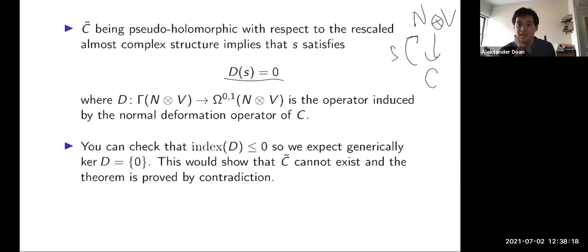And if this operator has no kernel, then we arrive at a contradiction, because we just found something in the kernel. And we know for sure that this S is non-zero, because our rescaling procedure was made in such a way that C twiddle was not equal to C. C twiddle was in Hausdorff distance 1 from C, and it's a graph of S, so in particular, S cannot be a zero section. So if we could show that for a generic J, this operator has no kernel for every embedded curve, then we are done. And we expect that it will have no kernel because its index is non-positive.